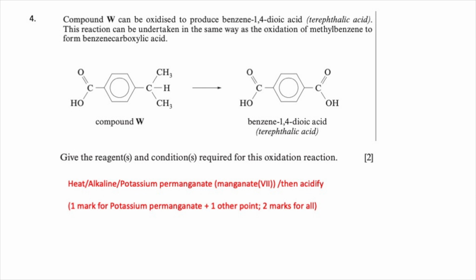Now, there's one mark if you mention potassium permanganate and one other point from this list. So in other words, heat or alkaline conditions. And if you had all the conditions mentioned here, so in other words, heat or reflux with alkaline potassium permanganate and then acidifying, you get the 2 marks.